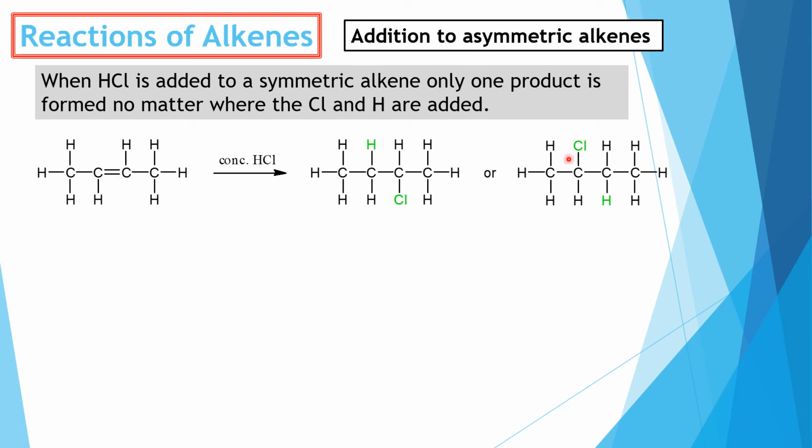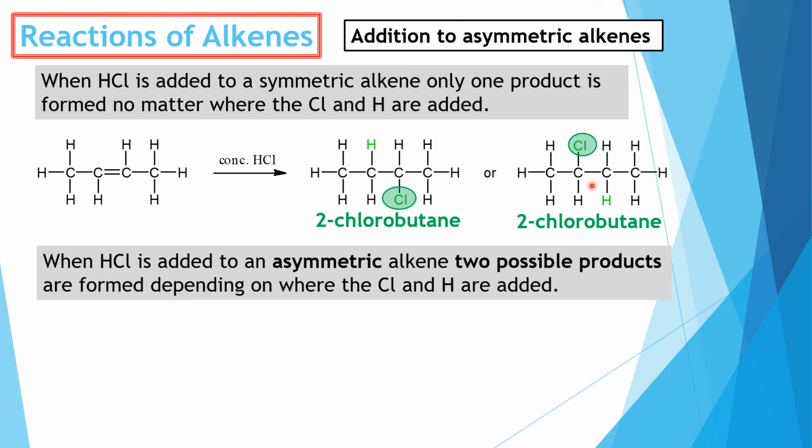I'm going to flip it around. I'm going to put the chlorine to the left and the hydrogen to the right. What you might notice is that those are the two possibilities, but they're both 2-chlorobutane. They're just the same molecule, flipped or turned 180 degrees. So if I have a symmetric molecule and I add hydrogen chloride or water or another type of molecule like that, then we are going to get the same product produced.